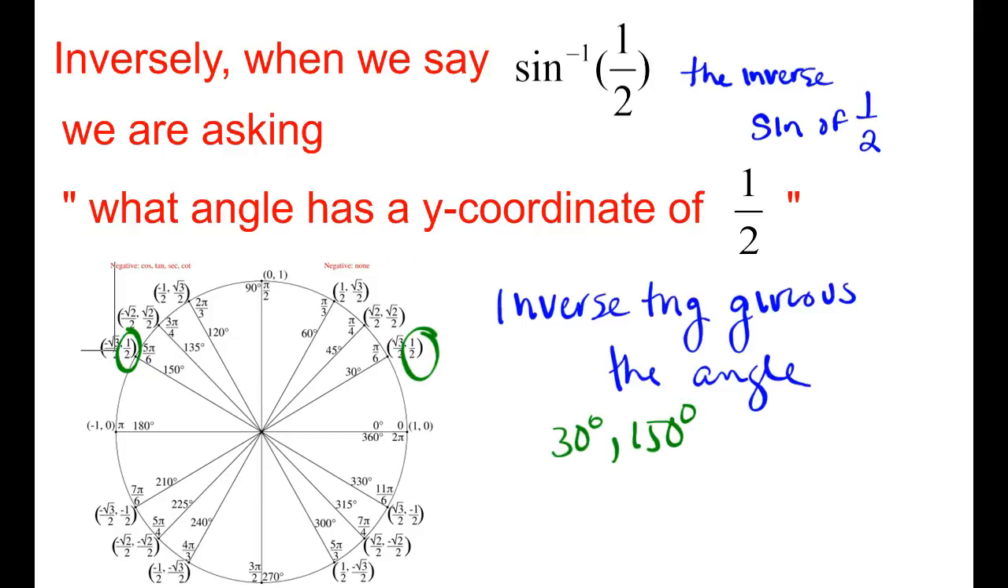You should say no, because what happens if I go another 360 degrees around? Isn't it true that 390 has a y value of 1/2? Isn't it true if I add another 360 here, 510? So there's an infinite number of angles that have a y value of 1/2. So we've got to put a limit on this. In this course, we are going to restrict the domain.